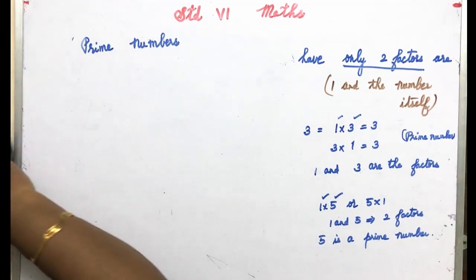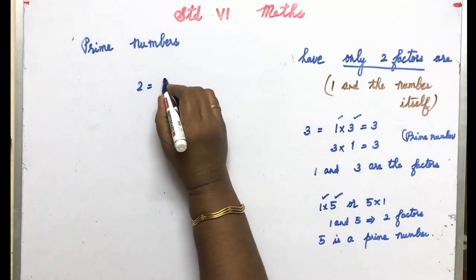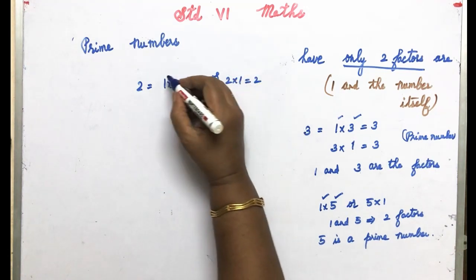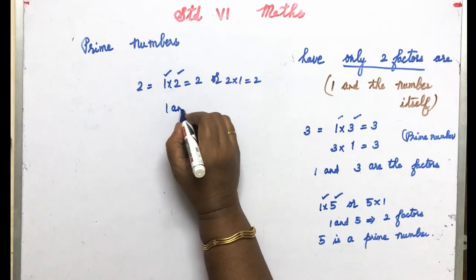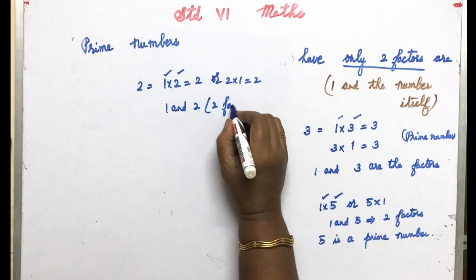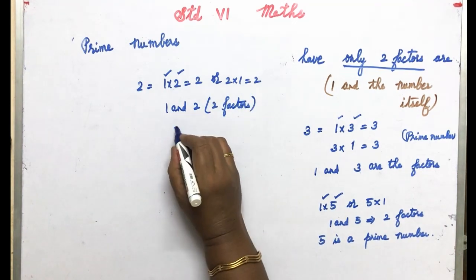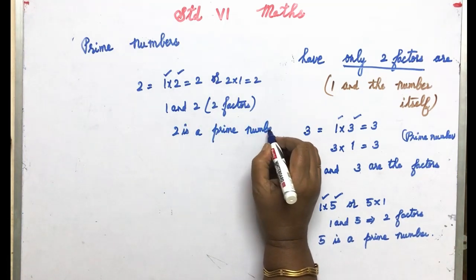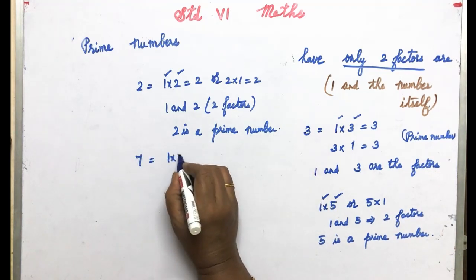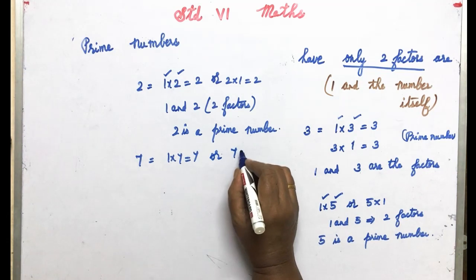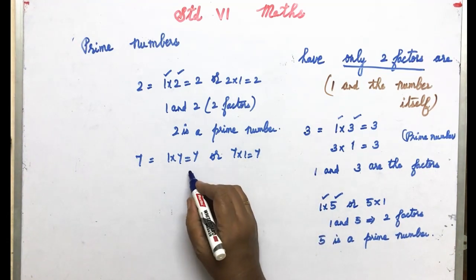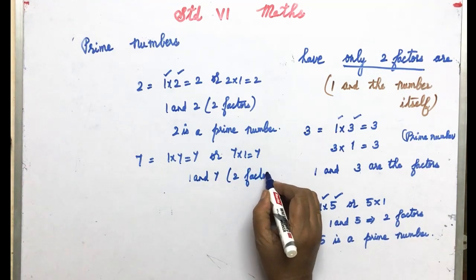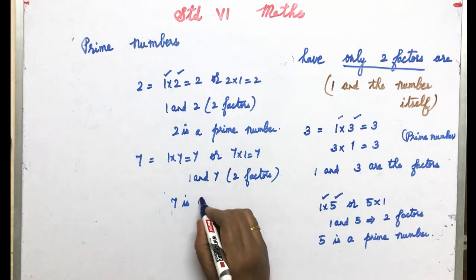Now, if we take the number 2, by saying the table we can write 1 twos are 2, or we can say 2 ones are 2. So here which are the factors? 1 and 2. So only 2 factors. So 2 is a prime number. Next we will take the number 7. So 1 seven is 7, or we can say 7 ones are 7. So here also 2 factors are 1 and 7. Only we have 2 factors. So 7 is a prime number.